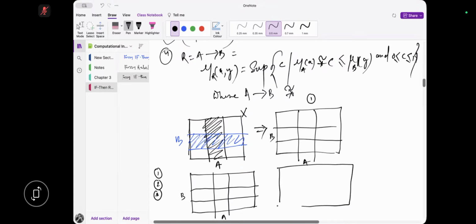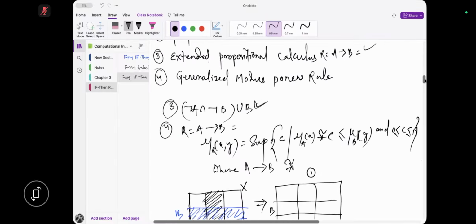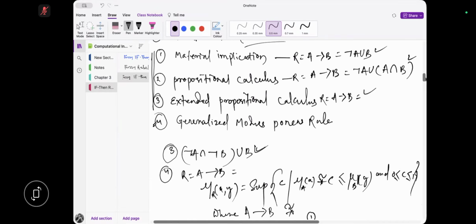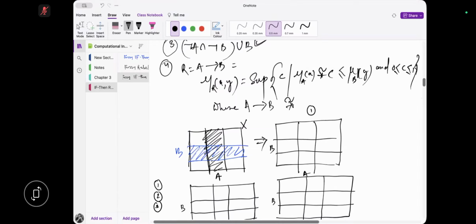So let's take a few minutes and analyze this. This is set A, set B. Have you understood the question? Forget about the fourth one, we'll discuss it later. Let's focus on the first three equations, 1, 2, and 3. If I say from the universe this zone is my set A, then negation of A will be the other part. Similarly, this zone is set B.